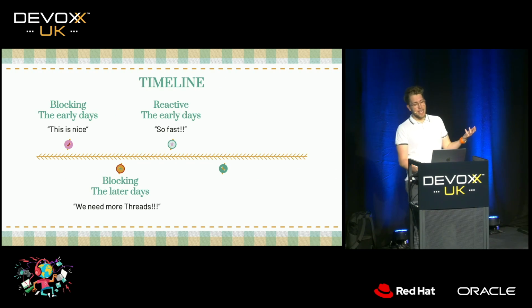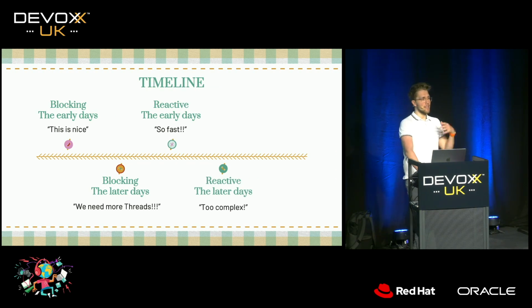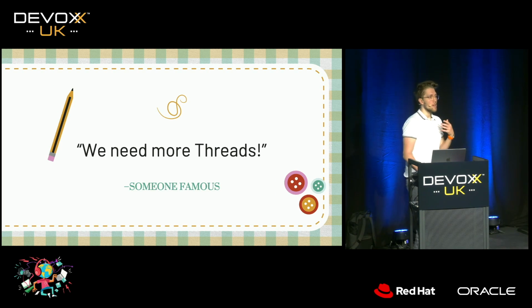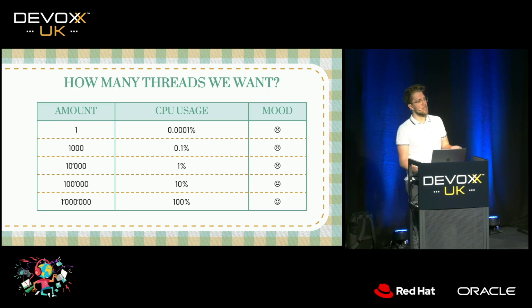So we are now here in the later days of reactive. We say this is fast, right? This is nice, but it's also way too complex. And this is why the people at Java went back and thought, well, why did we go away from this blocking approach, right? And the problem was that we needed more threads, but it was not possible. So they were looking into it and thinking, well, how many threads do we need?